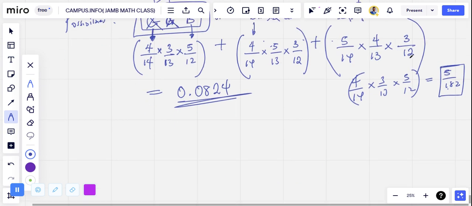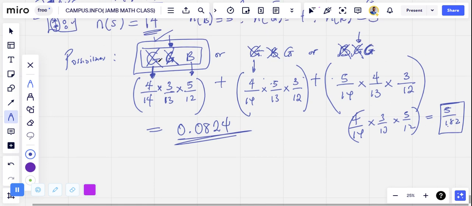So this 5 over 182 is still incomplete, because it was not really stated that we should use green for the first and second. It was not stated in that question. So there are other possibilities too, which makes it a complete solution. So the 'or' makes this particular answer here 0.0824. Please take note of that question. All right? I think that is clear.